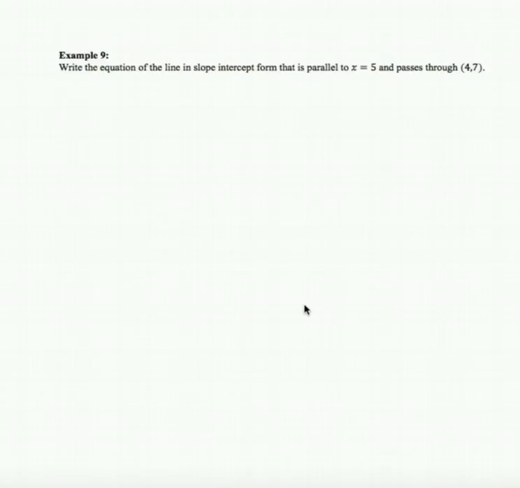Example 9. Write the equation of the line in slope-intercept form that is parallel to x equals 5 and passes through the point (4, 7). So over on the side, I'm going to draw out a little sketch of what this is telling me, what information they're giving me. They're telling me I'm passing through the point (4, 7). 1, 2, 3, 4. 1, 2, 3, 4, 5, 6, 7. So I'm passing through the point (4, 7).